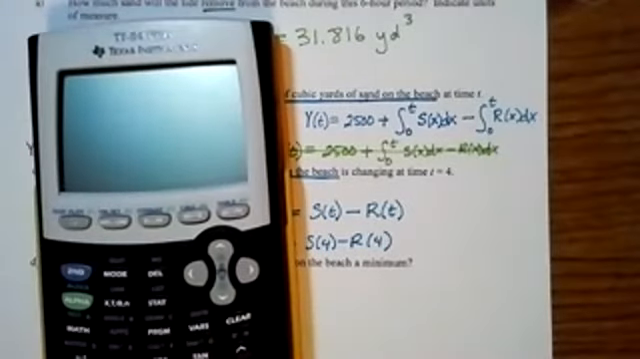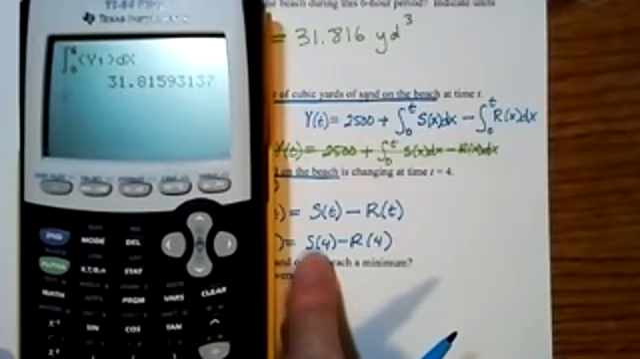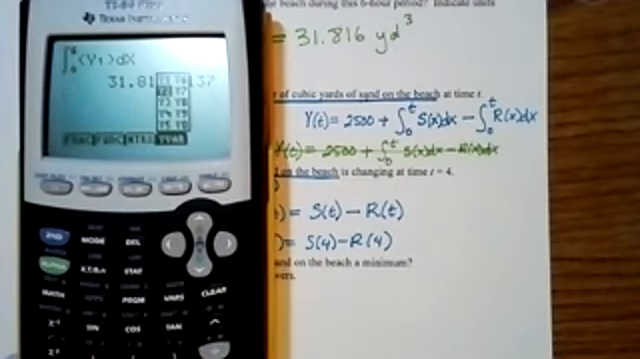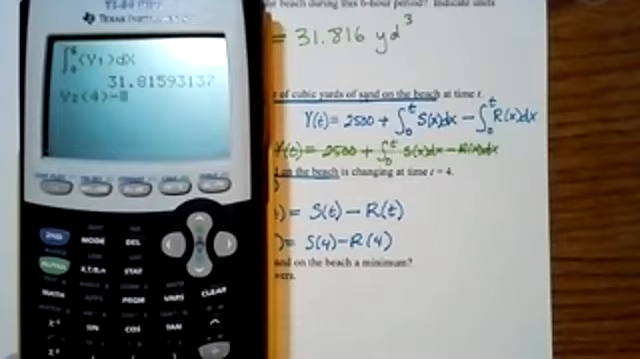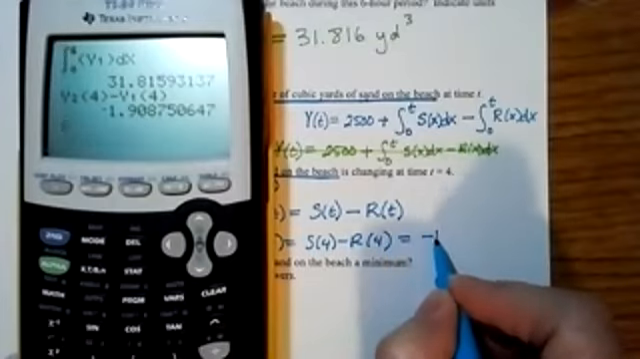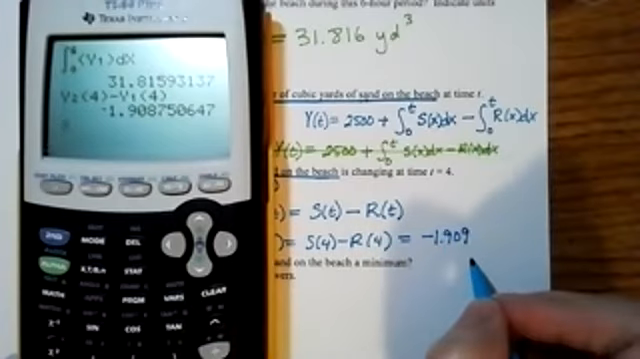My functions are still in y1 and y2, so this was y2 in my function. I'll go alpha f4 and grab y2, and we'll evaluate that at 4 and subtract y1, which is my removal rate, also evaluated at 4. So we are getting a rate that's negative 1.90. I'm going to call that negative 1.9, rounding it up.